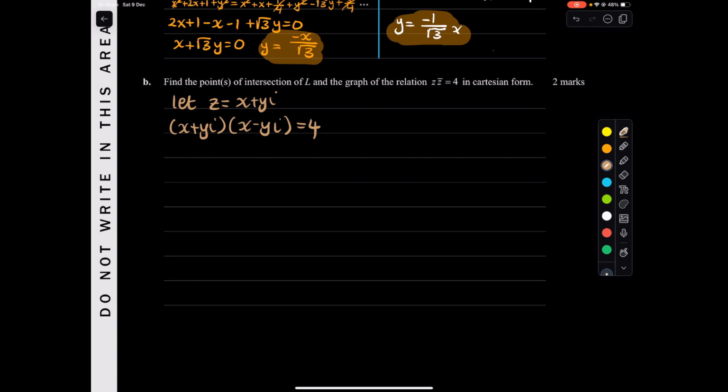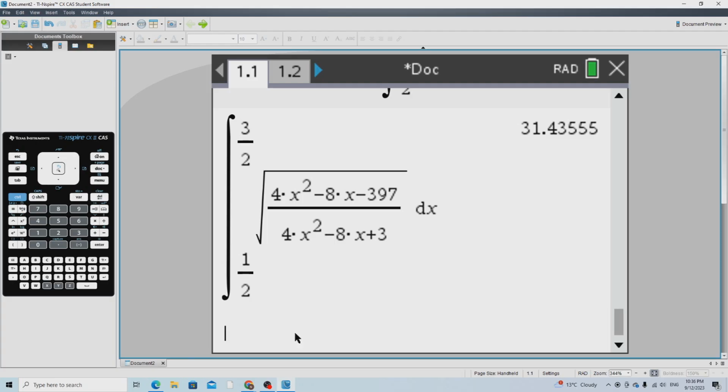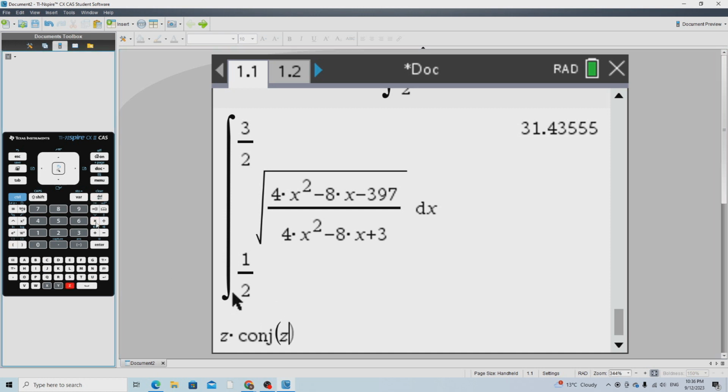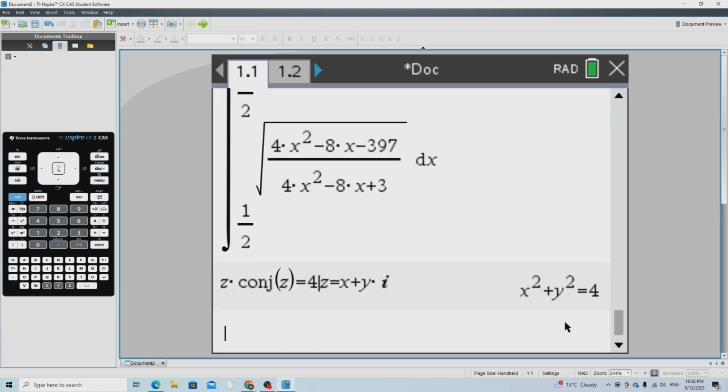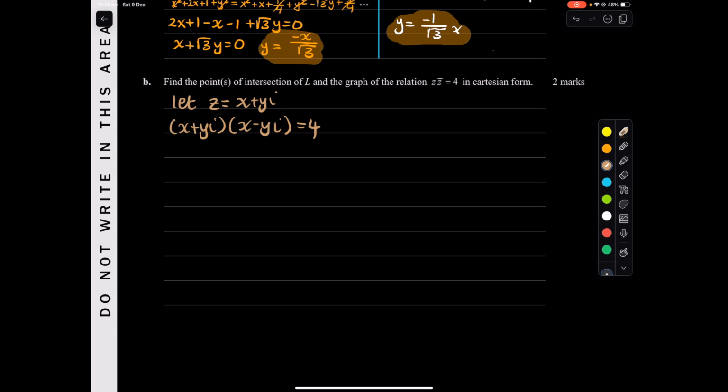Now I'm just going to do this on my calculator. I'll be honest, expand it. So for example, this over here, I'm going to write it as z times the conjugate of z, and that all should equal 4. And I want to say, given that z is equal to x plus yi. Enter, and we get this. It's just the equation of a circle. Let's write that down. This whole thing just simplifies: x squared plus y squared equals 4.